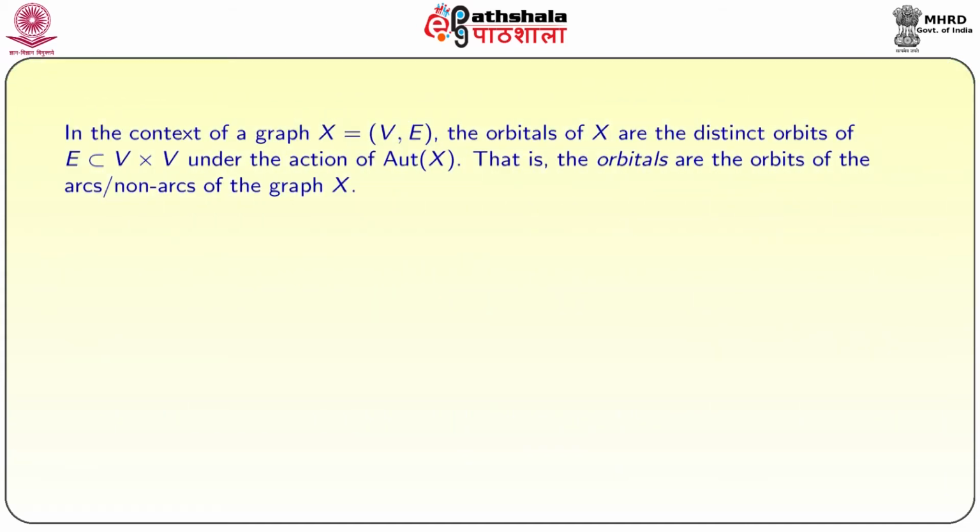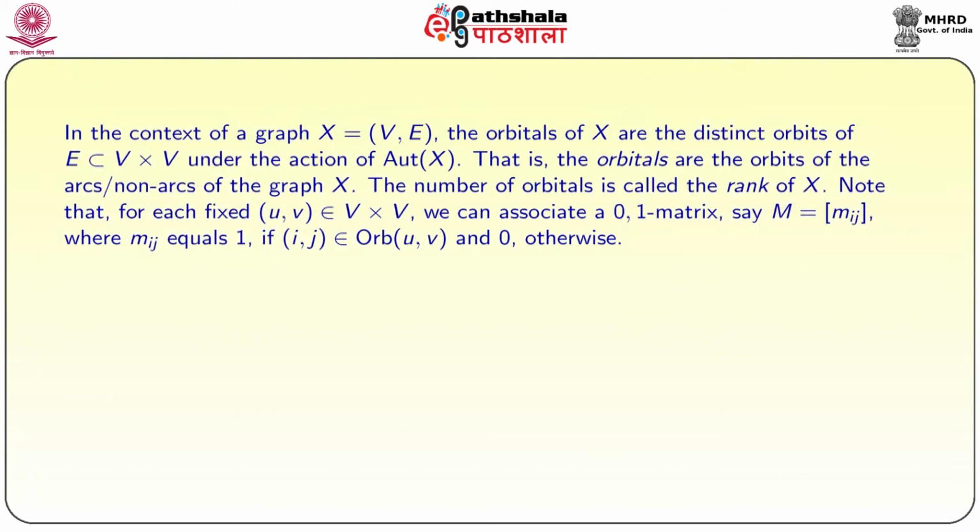So, in the context of a graph, that is X equal to (V, E), the orbitals of X are the distinct orbits of V cross V under the action of the automorphism group of X. That is, orbitals are orbits of arcs and non-arcs of the graph X. Arc means here just an edge, but here we are looking at a direction as well. The number of orbitals is called the rank of the graph X.